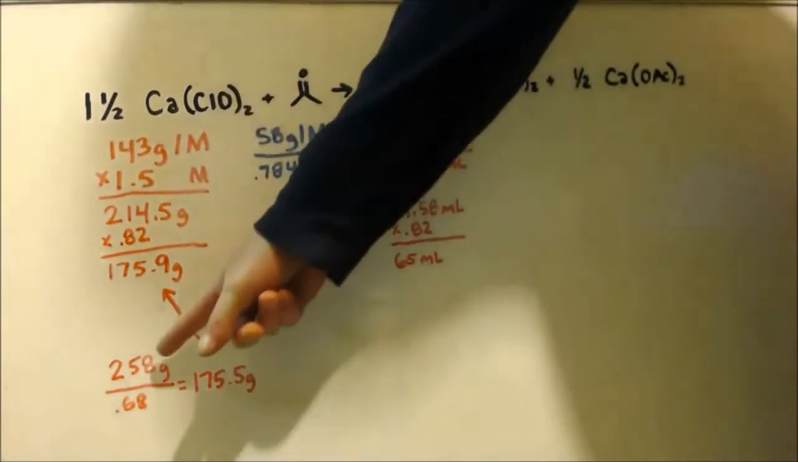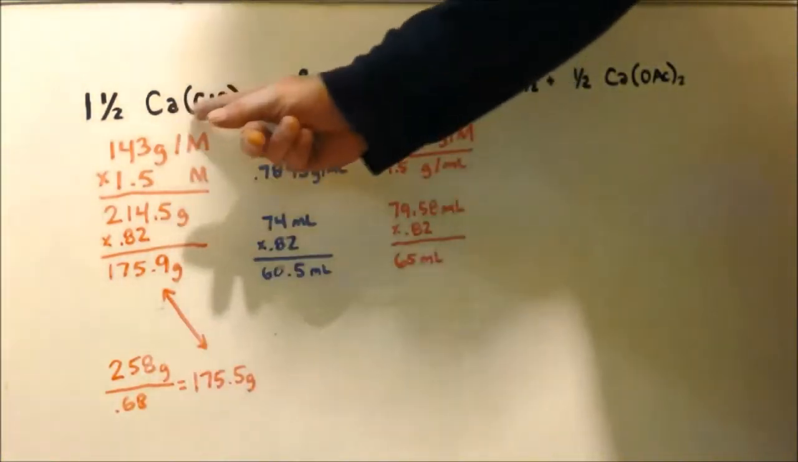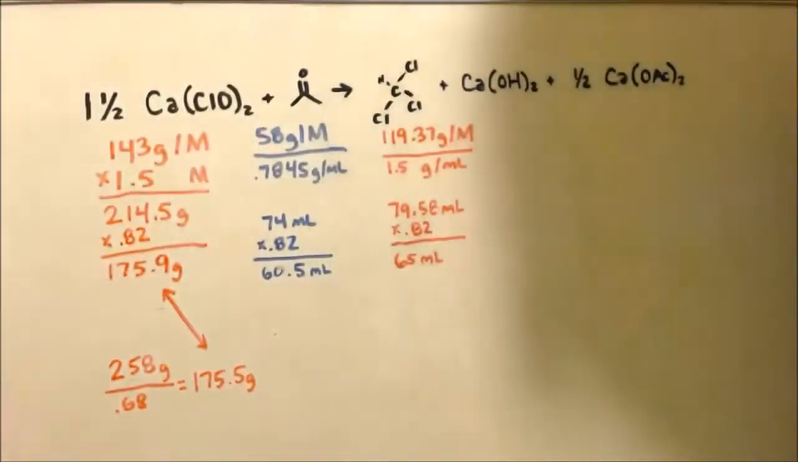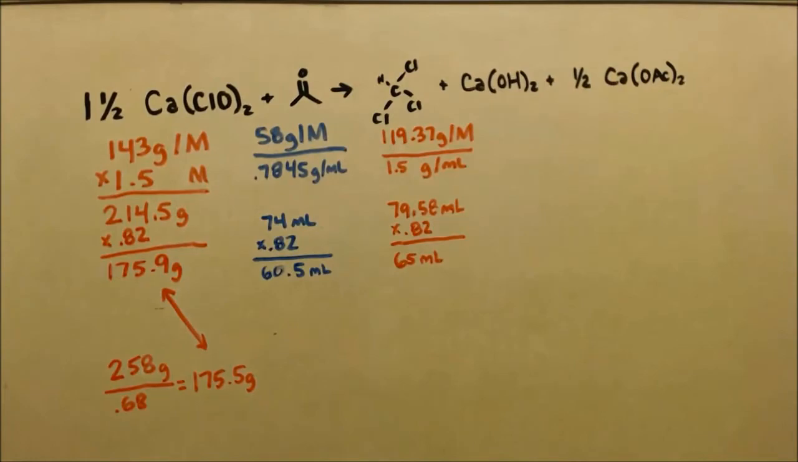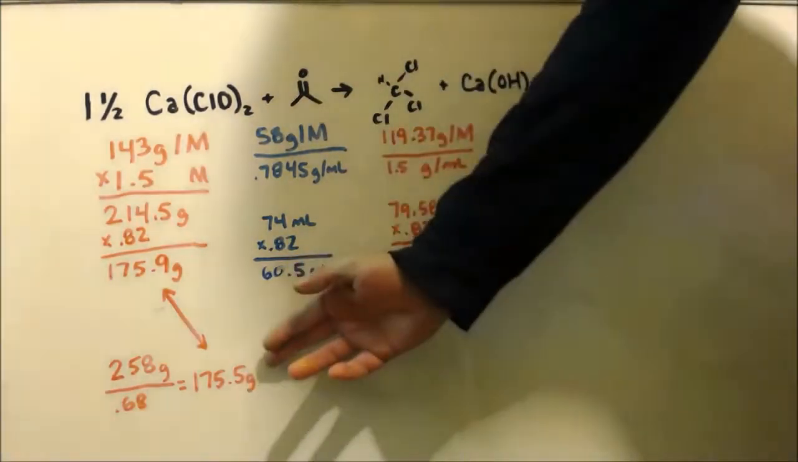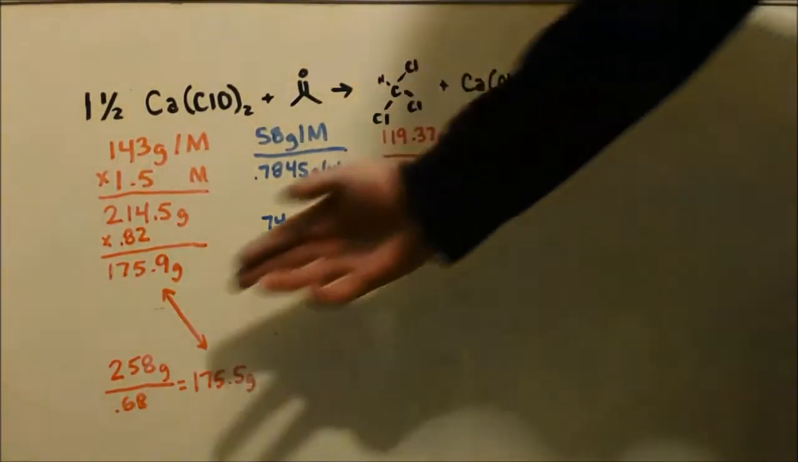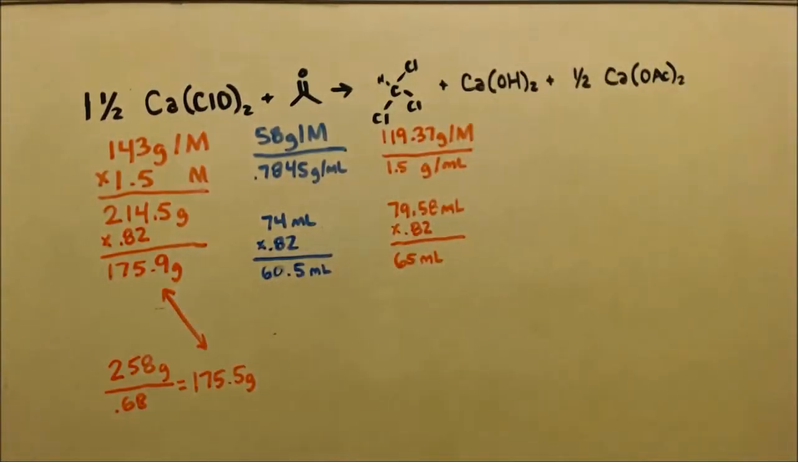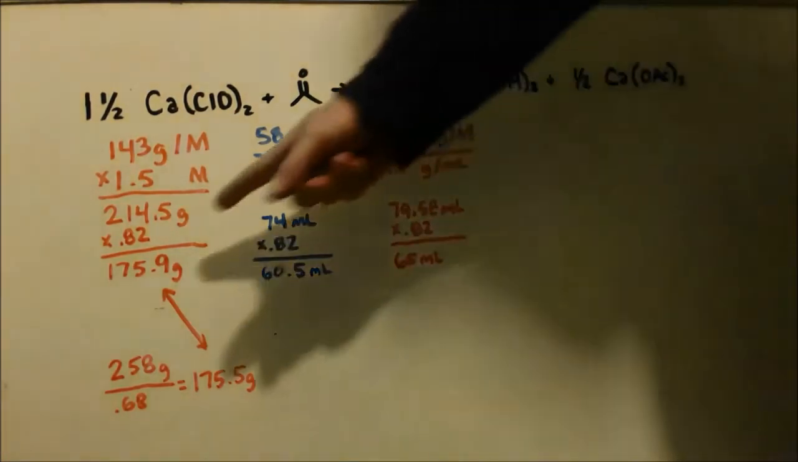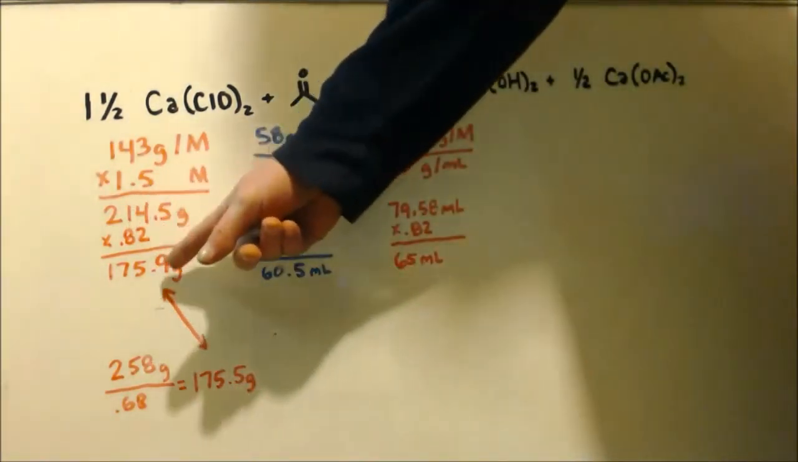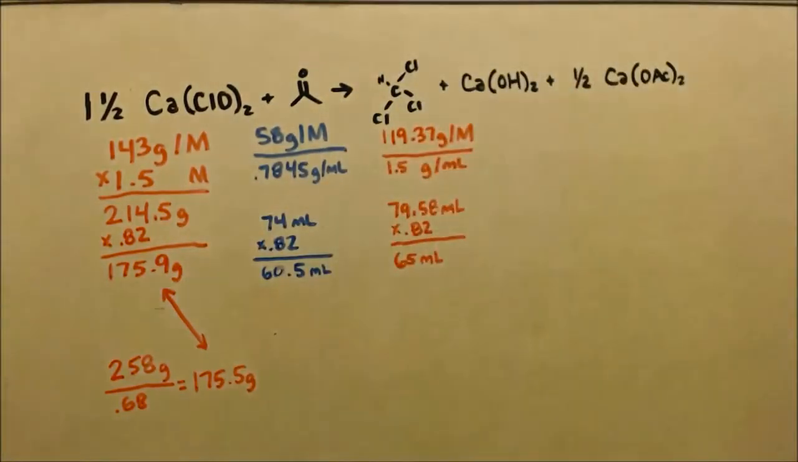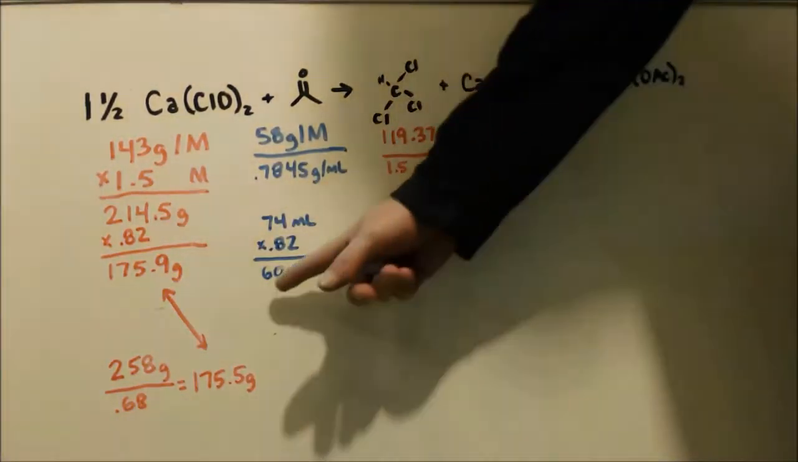Okay, I only had 258 grams of my calcium hypochlorite, right? So if I divide that by 68, it's only 68%, I get 175. That means out of that 258, there's 175.5 grams of calcium hypochlorite in there. You can see if I take it by 0.82, they're pretty much the same number. So I multiply them all by 0.82.